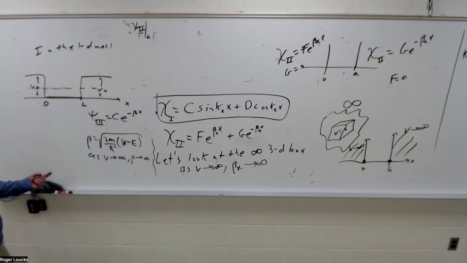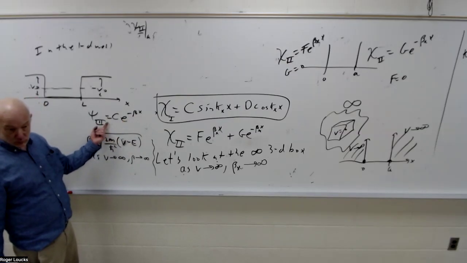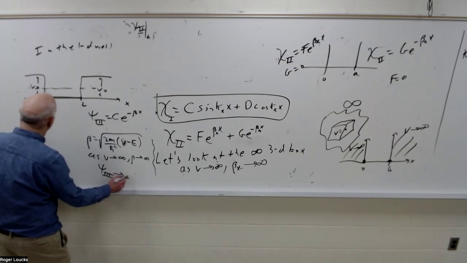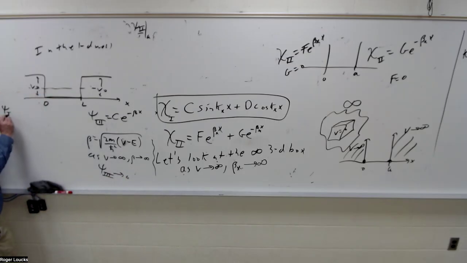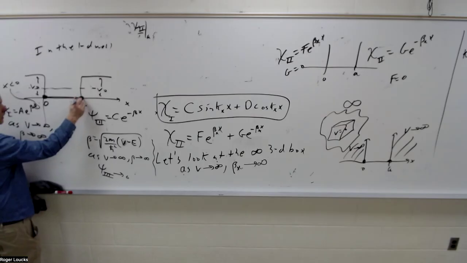So what happens here? Beta goes off to infinity, x is positive. What does this go to? 0. So my side 3 goes off to 0. Whereas over here, we had a side 1, something like this, in this region over here. As V goes off to infinity, again, beta goes off to infinity, and x here is negative. So what does this have to go off to? Also 0. So my side 1 has to go to 0. So my wave function at those boundaries has to be that.